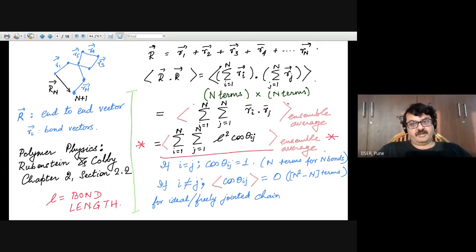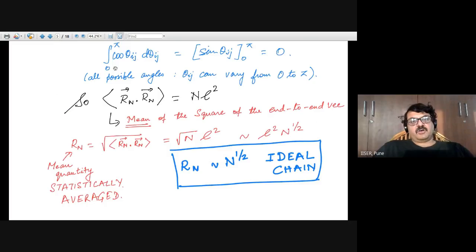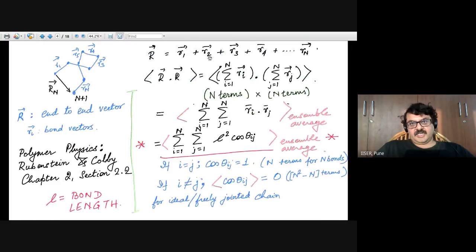because theta can be any direction and each direction does not have an energy cost, this Boltzmann factor, e to the power minus beta energy by Q, is basically 1. So all conformations are equally probable. What you get is essentially, if you average over all cos theta ij, because all are equally probable, you get 0, right? So n square minus n terms, all possible when i is not equal to j, you get this equal to 0, and you have n terms which are non-zero, right?